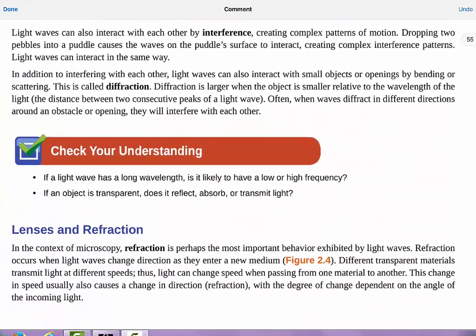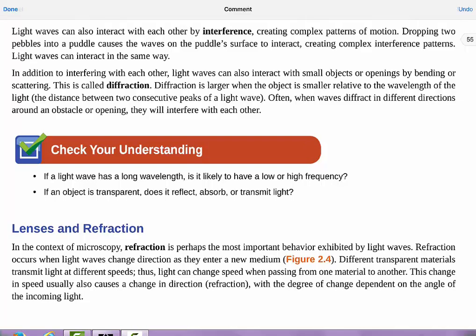Light waves can also interact with each other by interference. Remember, we're talking about light being waves. They're waves moving through the air. And so these waves can hit and bump into each other. And when that happens, it creates a very complex pattern.